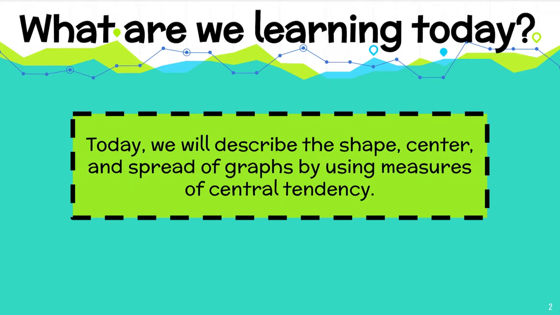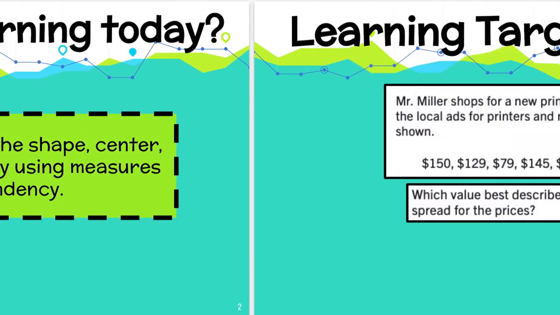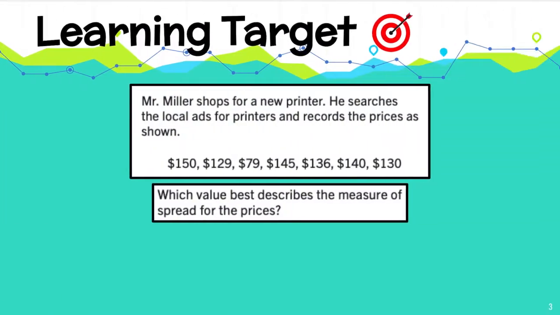Remember, in last lesson, we learned that central tendency are measures such as mean, mode, median, range, interquartile range, things like this that just describe what the graphs look like, and we'll use those to describe the shape, center, and spread. This is your learning target. So by the end of today's lesson, you should be able to answer this question if you've gotten the material.